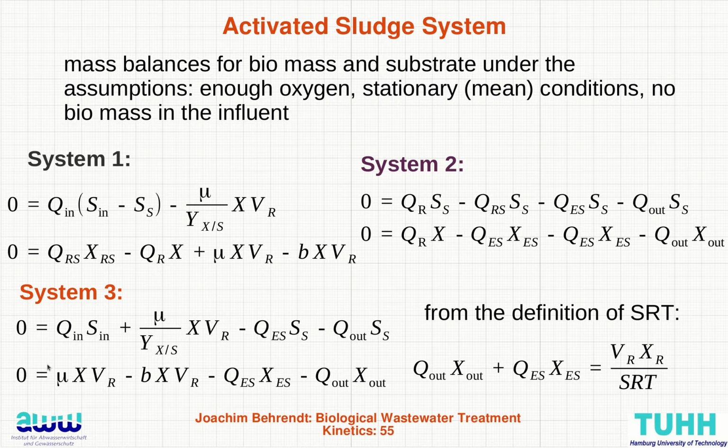And for our biomass balance, there is the growth of microorganisms, there is the decay of microorganisms, and then we have to remove sludge in the form of excess sludge, and we are losing sludge in the form of the output. And now we are using the definition for the sludge retention time. And there we see that we can express X out times Q out plus Q_XS times X_S as the concentration in the reactor divided by the sludge retention time.